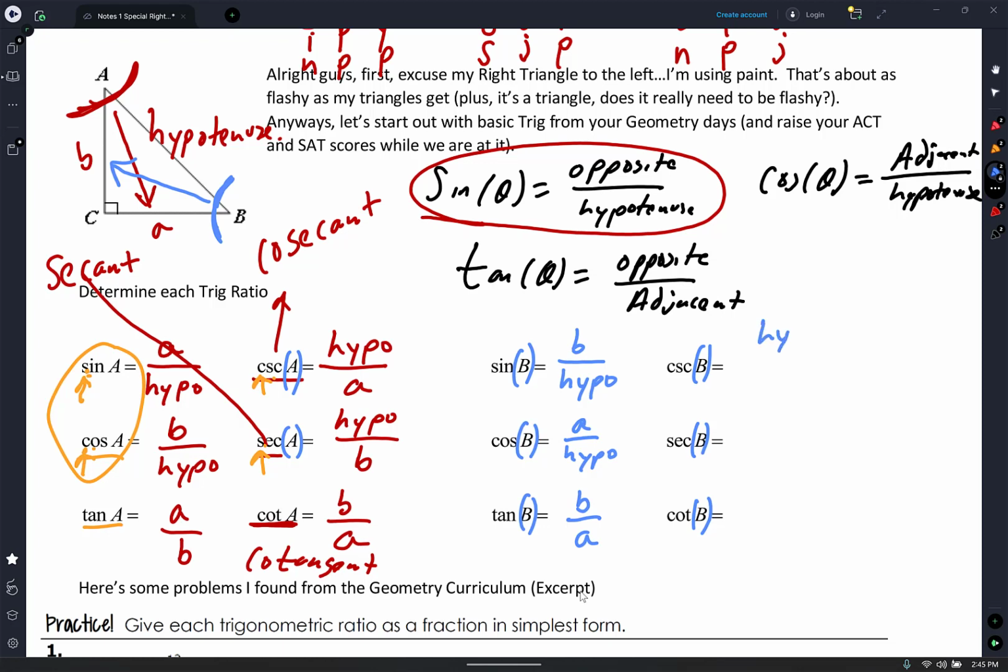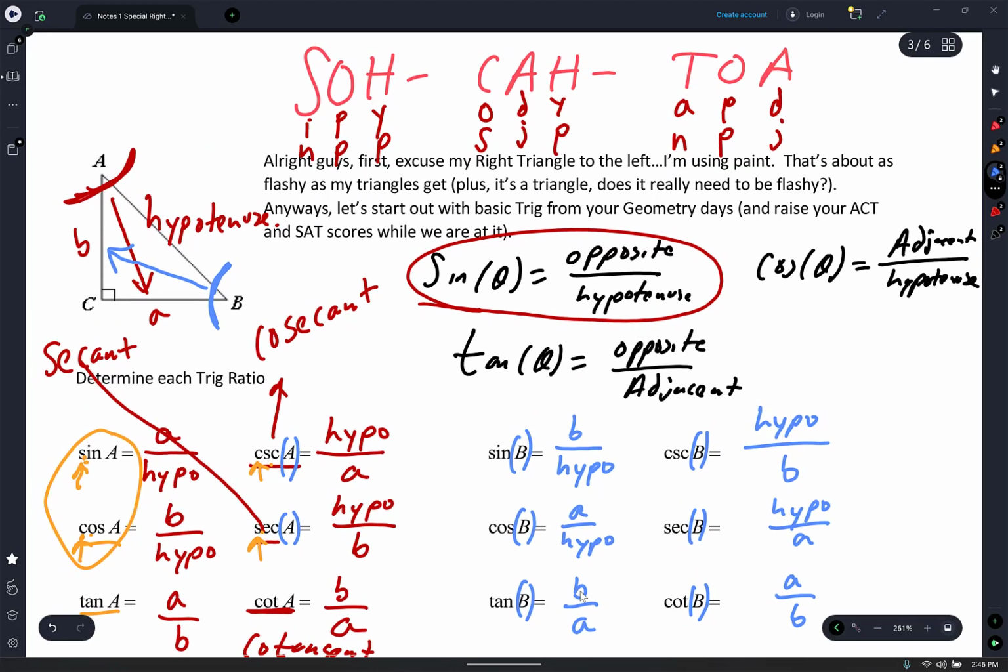Hippo over B. I heard someone say it. What's secant of B? Hippo over A. And what is cotangent of B? A over B. You can also say adjacent over opposite. How do we feel, guys?